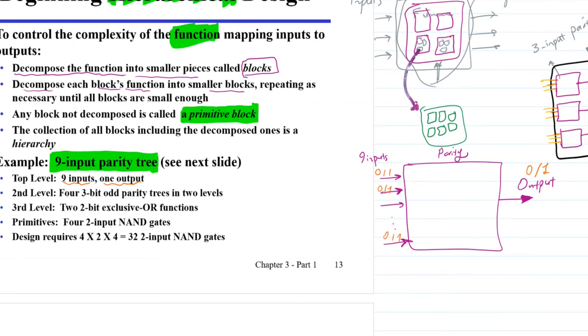We have decomposed it into 4 3-input, or 3-bit, parity trees, and you can see them over there. So we have 4 of them, and now each 3-input parity tree can be decomposed into 2 2-bit exclusive OR functions.